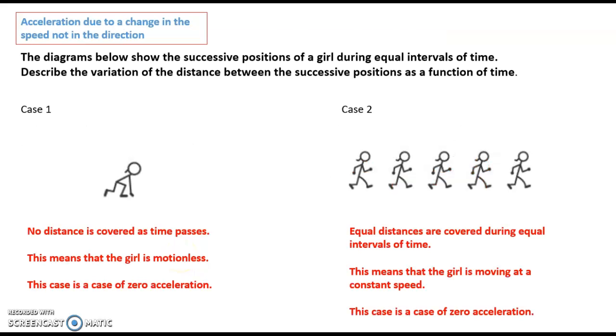However, in case 2, equal distances are covered during equal intervals of time. This means that the girl is moving at a constant speed. Like every second, she is covering the same distance. And still here, we consider that there is no acceleration because there is no change in the speed.